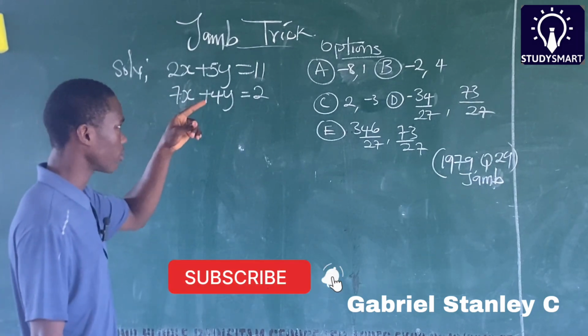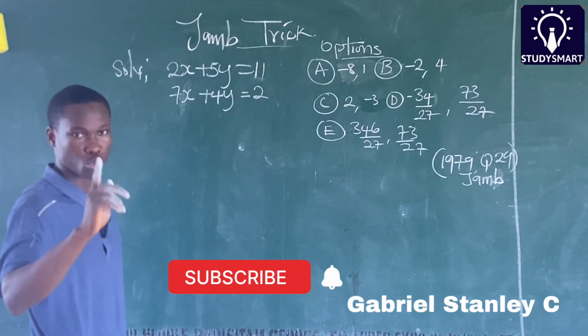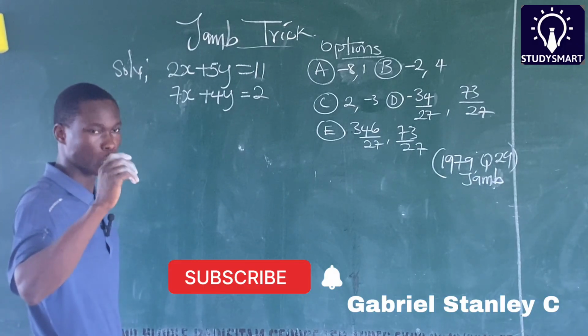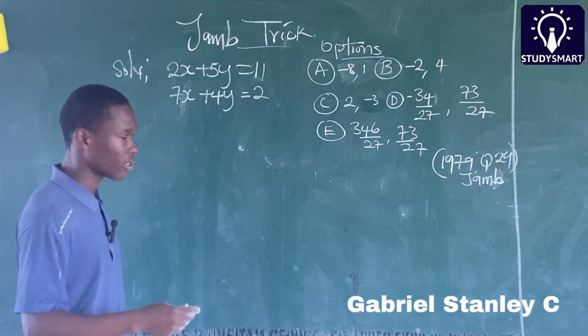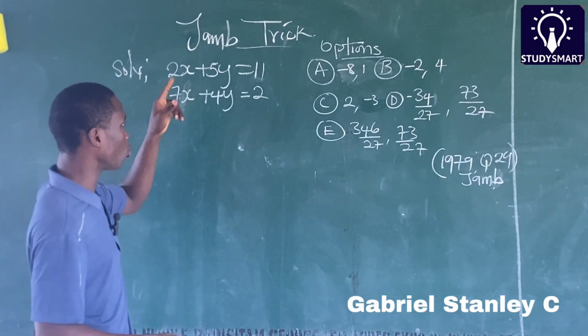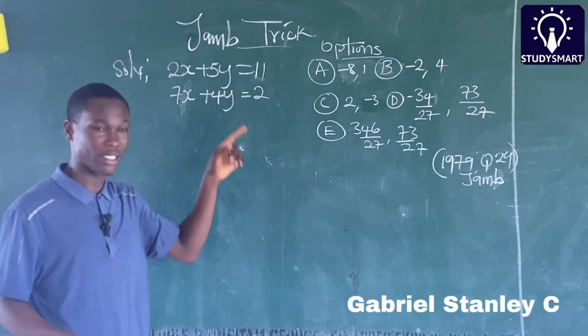This is a JAMB question. So this is a simultaneous equation. You know, in JAMB you don't have time to waste on one particular question. You have to solve very fast. So I'm going to show you. I'm going to use a normal trick to get this done.